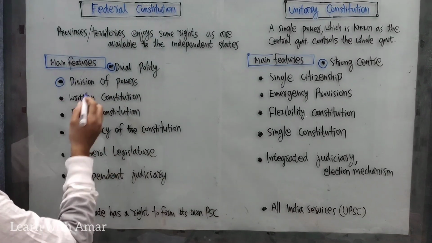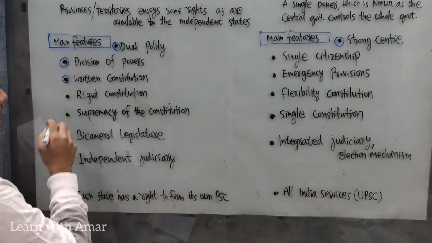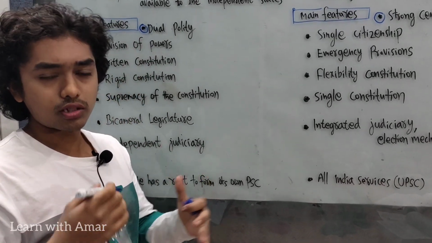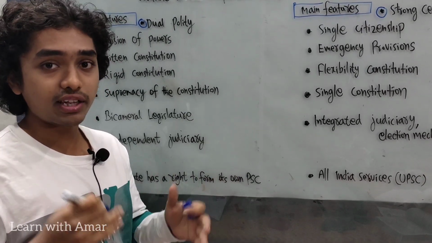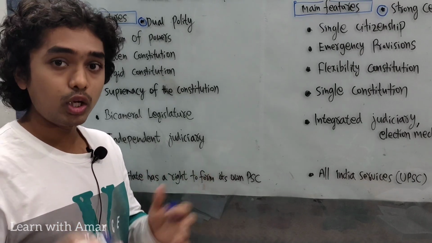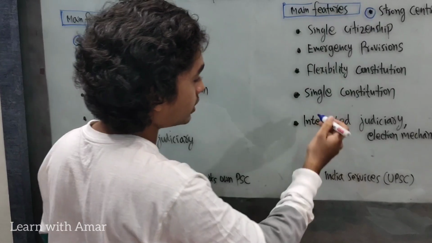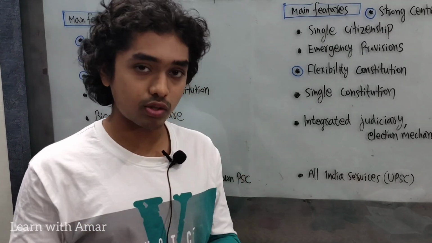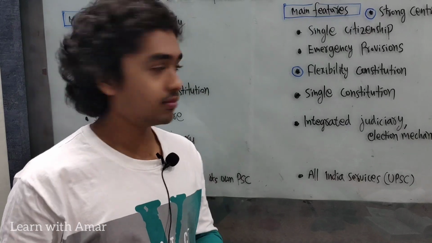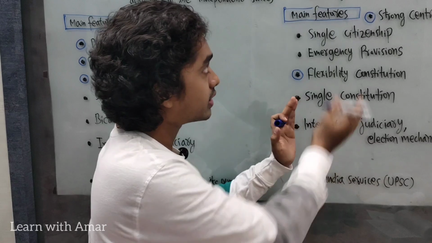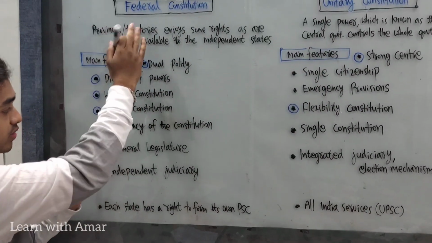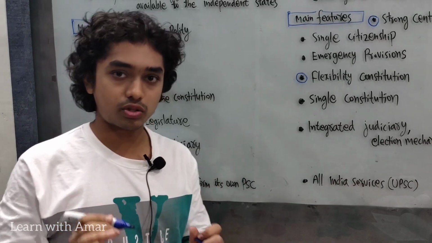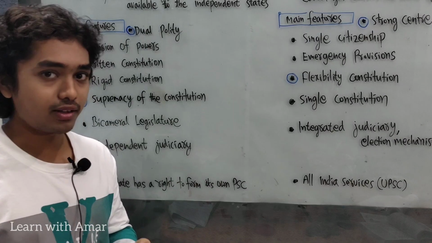And next, coming to the other federal features, we have a written constitution. And the constitution is rigid, which means there are a few subjects of the constitution which cannot be amended very easily. It requires center as well as state approval to amend those things. That's why it's rigid. Whereas when we come to the unitary, the constitution is flexible, which means there are a few subjects of the Indian constitution which can be easily amended by the center itself. So we have a few areas of the constitution which are flexible, that is unitary, and a few which are rigid, that is federal. Also, supremacy of the constitution. The constitution is supreme. There are a few subjects which cannot be changed by the center or the state whatsoever.